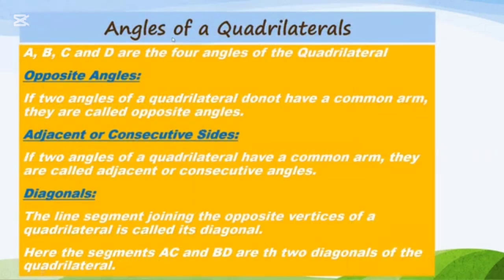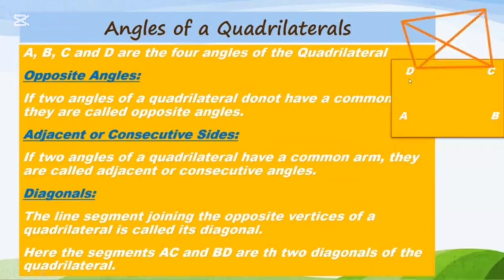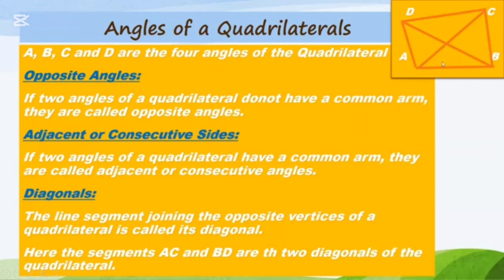Now, let's discuss angles of quadrilateral. Here in this diagram, let me show you A, B, C, D. There are four angles in this picture: angle A, right? And here angle B is there, angle C is there, and angle D is there, right?